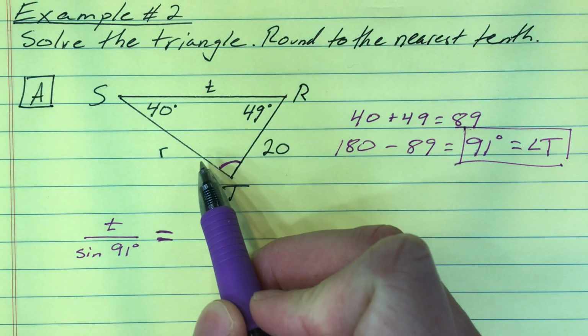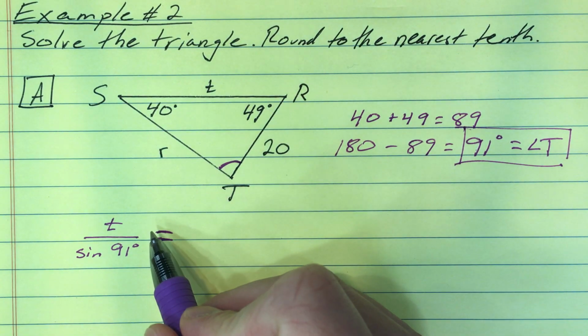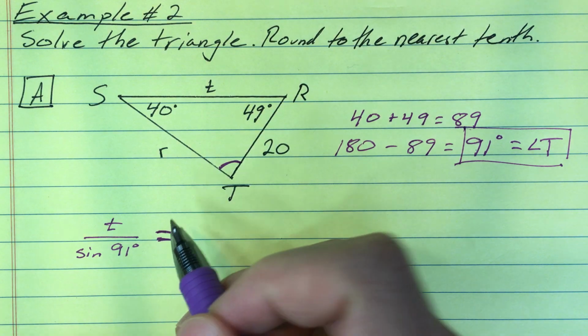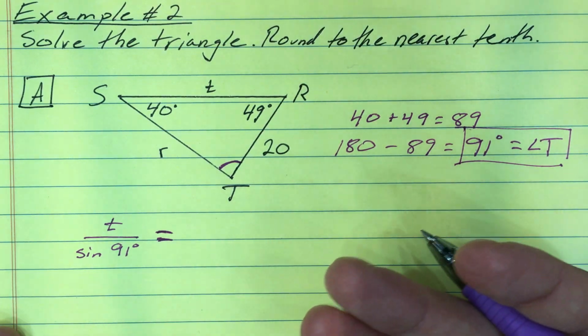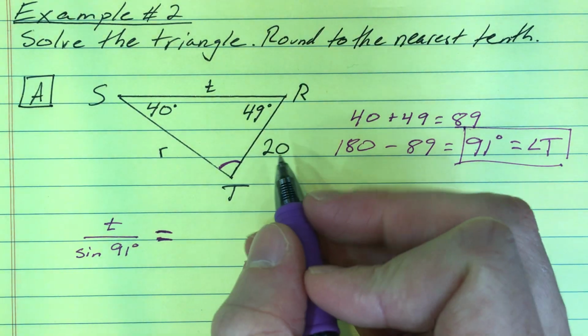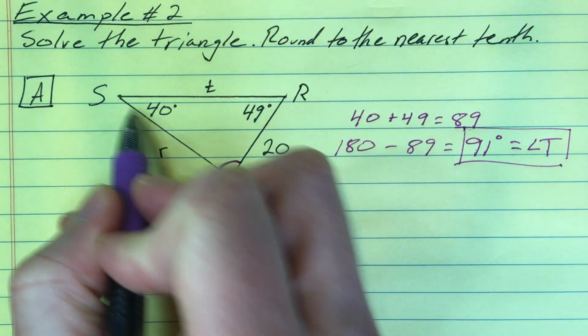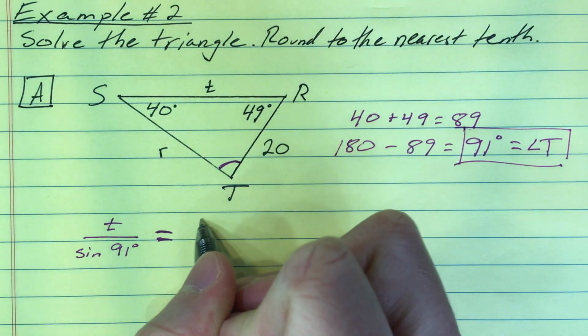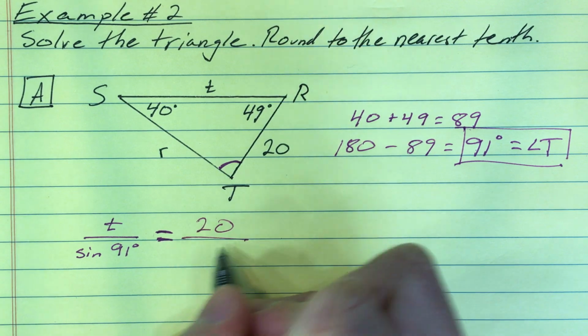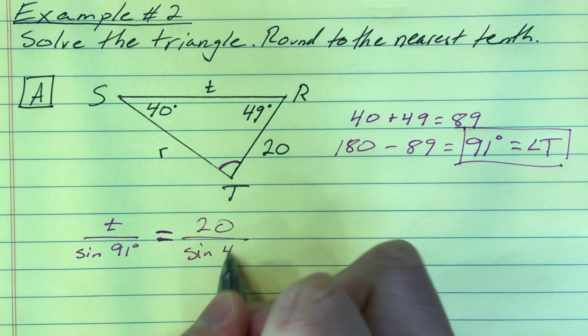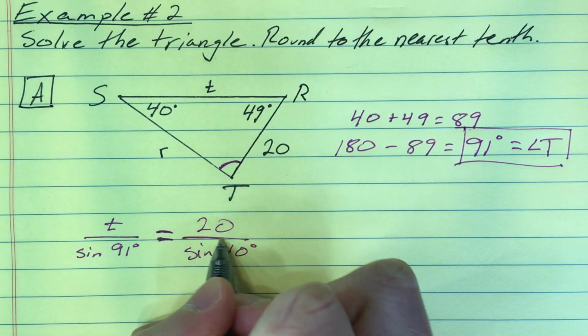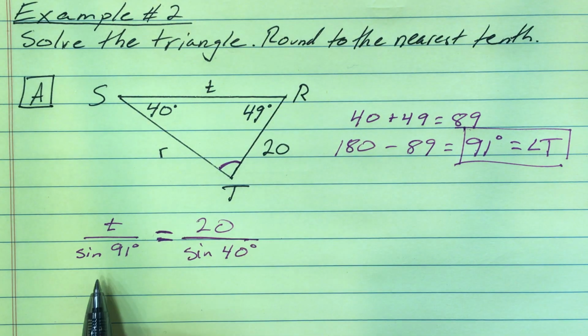We don't know side R, so I can't really use that to help me solve for T. I want to set up an equation where there's only one unknown quantity, only one thing I can solve for. So I'm going to use angle S and side S. So I'm going to put 20 over sine of 40. And now that's my equation. T over sine of 91 equals 20 over sine of 40.